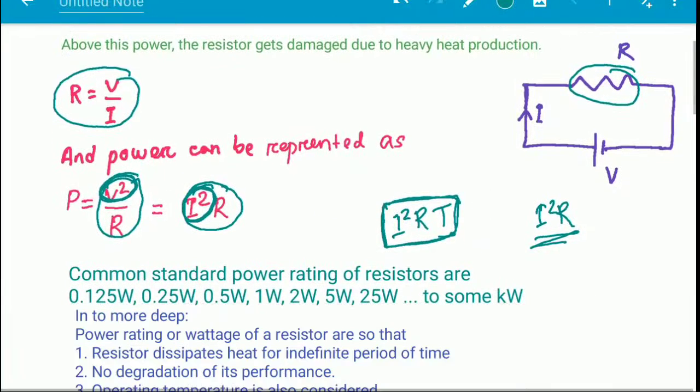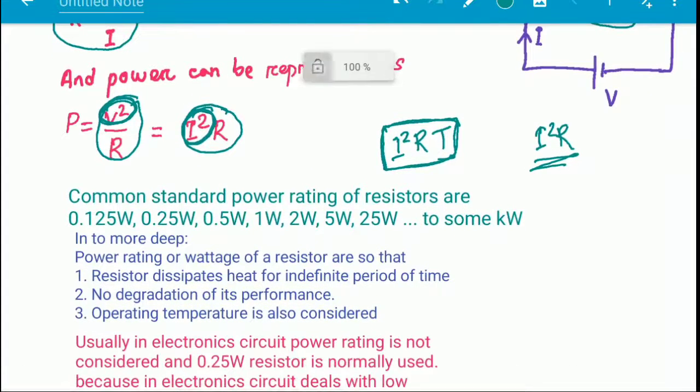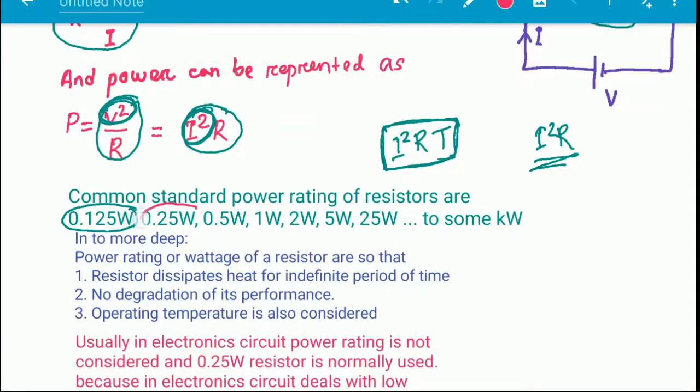So in the market, common standard values are available for the power ratings. Generally this is 1 by 8 watt, this is quarter watt, that means 1 by 4 watt, this is half watt, 1 watt, 2 watt, 5 watt, 25 watt, and also some kilowatts are available.